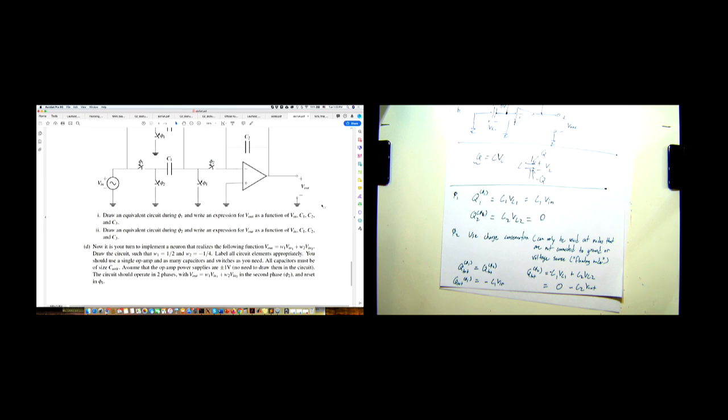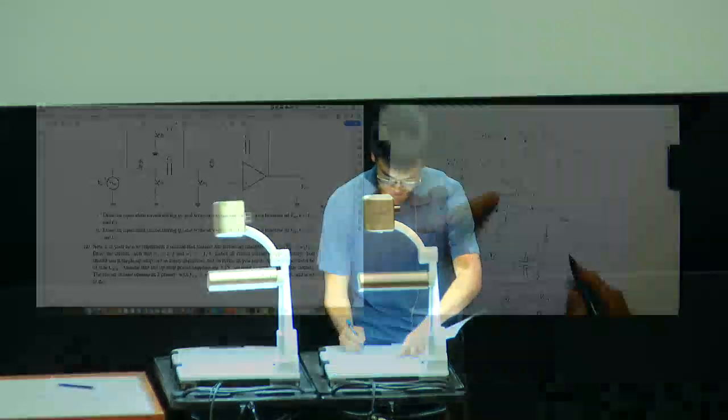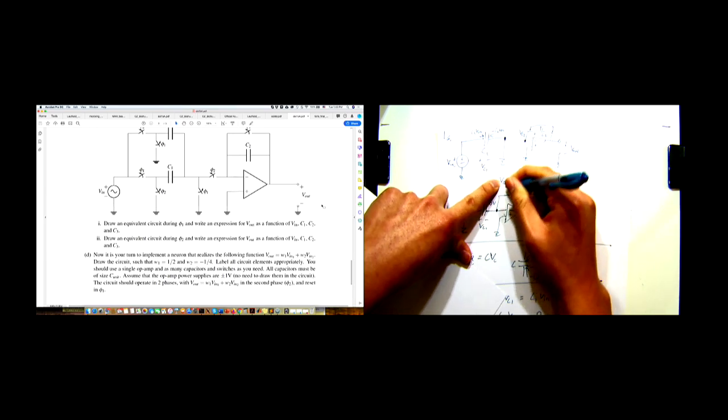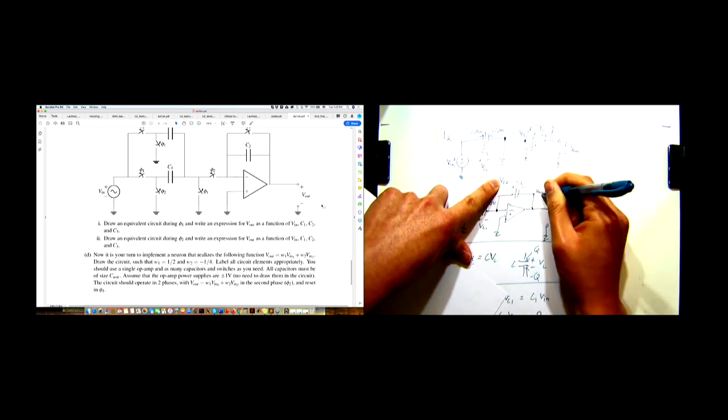Questions about this process? Yeah. So the voltage, so this node is V out. So then VC2 is equal to 0 volts minus V out.